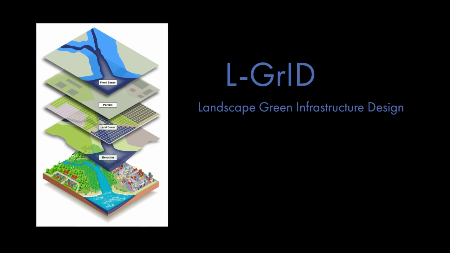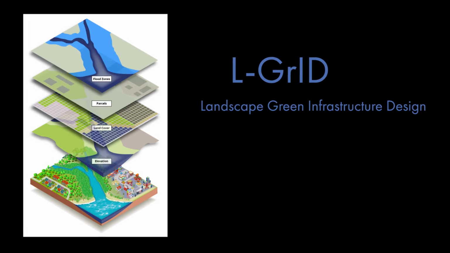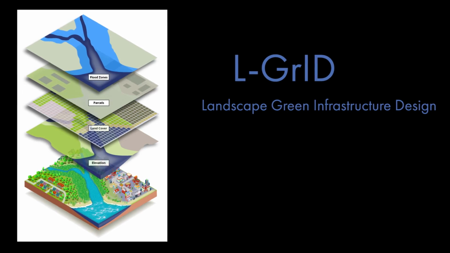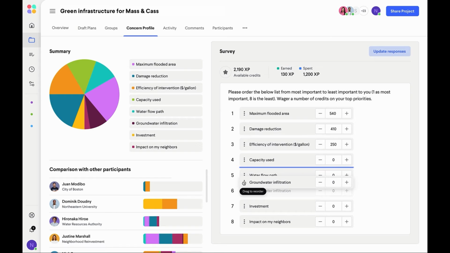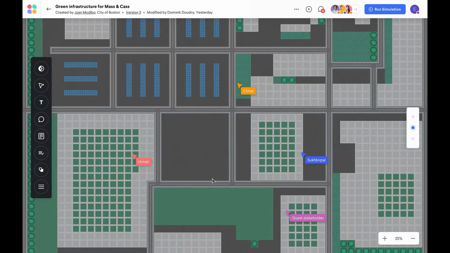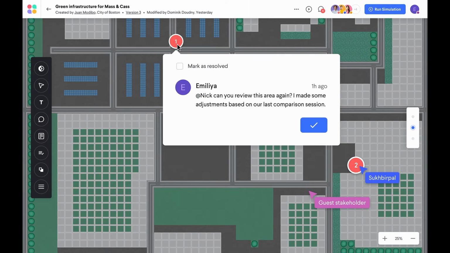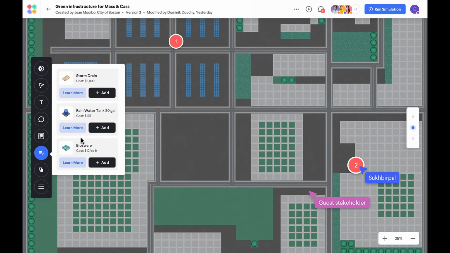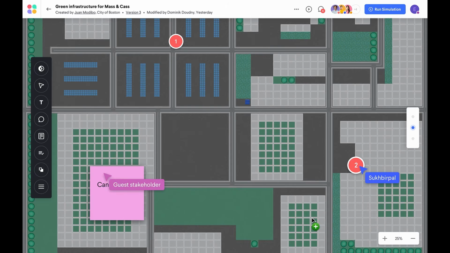In one of our projects, a spatially explicit process-based model that we developed called Landscape Green Infrastructure Design, or L-GRID for short, is being integrated into Fora.ai. Participants work together with this model to design solutions to urban problems, including flooding, by placing green infrastructure tokens on their community map. Through Fora.ai's whiteboard, participants have the ability to comment, ask questions, flag things, and get more detailed information about the interventions. They can also click on each landscape tile or cell to get more information about the place through layers of spatial data like elevation, land cover, and such.